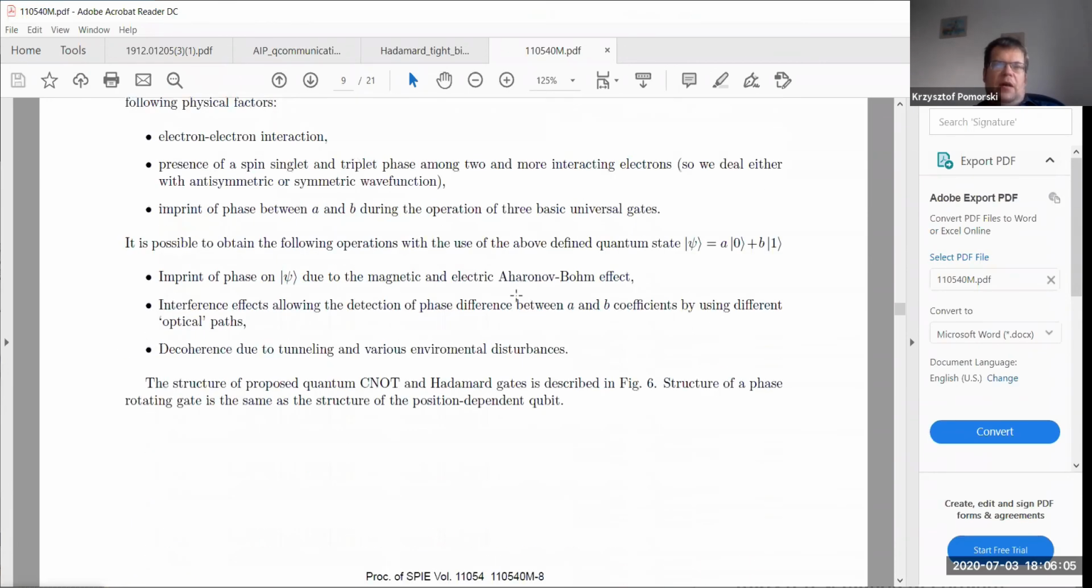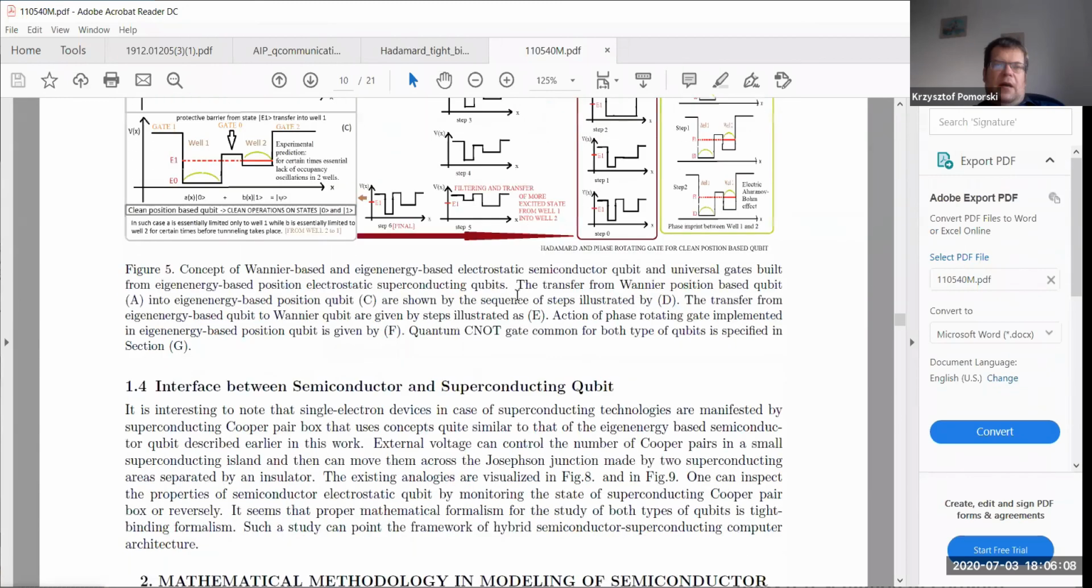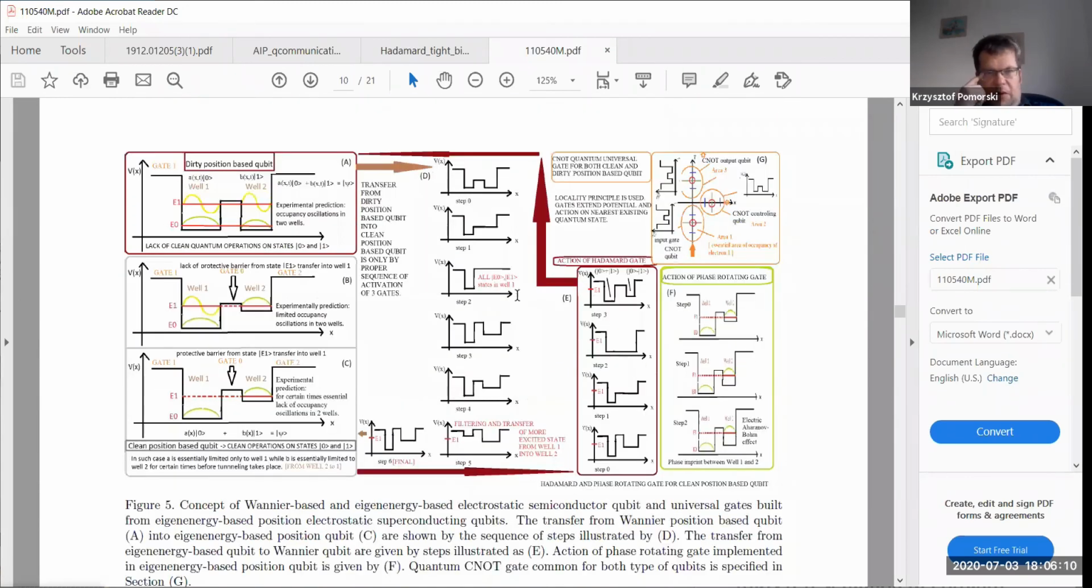All right, so I guess that's kind of main part 4. Yeah, and there is a possibility of converting the state of a position-based qubit to an eigen energy representation. Sorry, so this was the Wannier-based qubit, and this was the eigen energy-based qubit, converted by a set of gate operations.